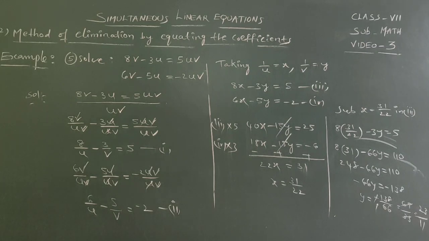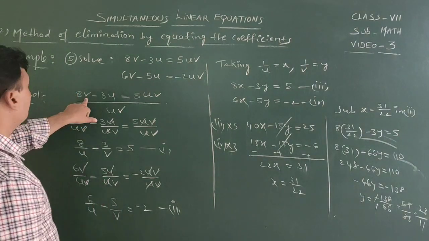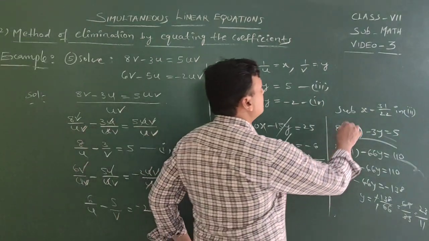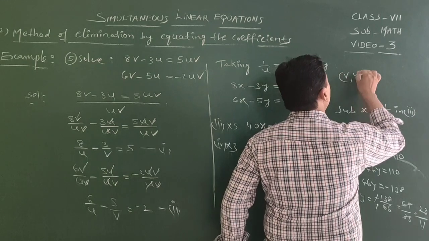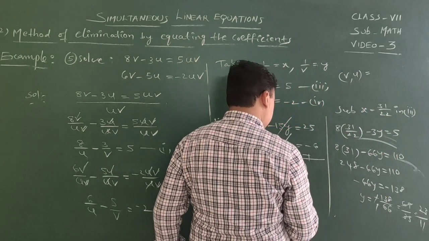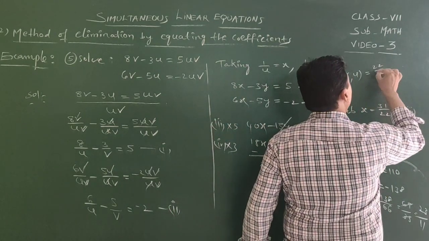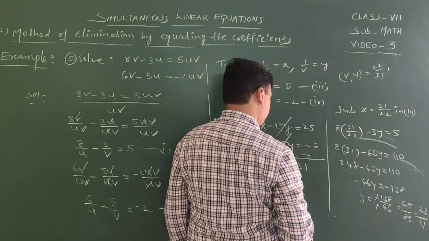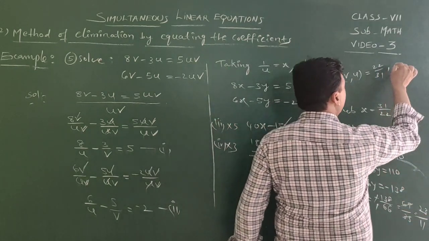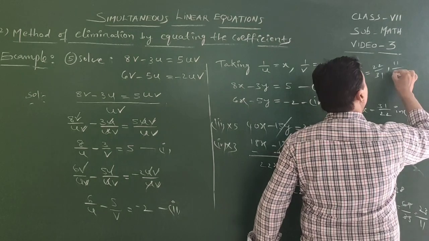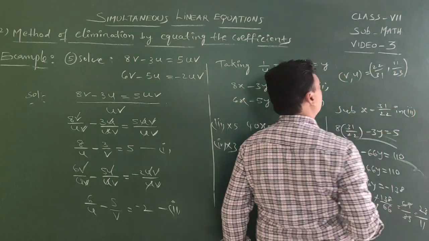But we want the values of v and u. So the solution, v and u are the reciprocals: 22 by 31, here 11 by 23, 11 by 23.